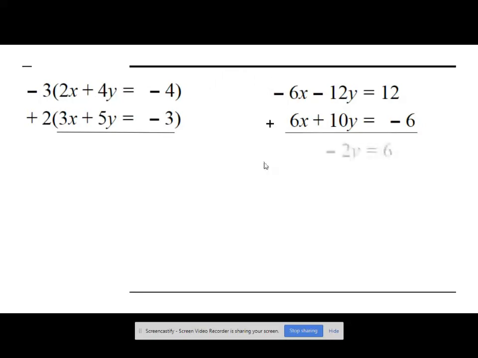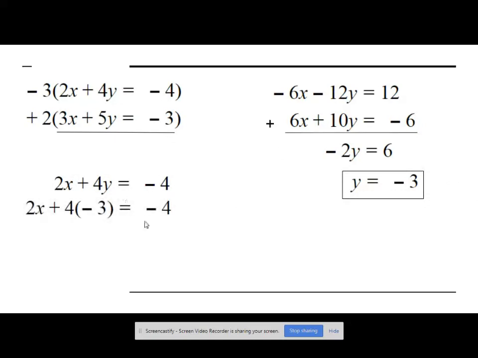But now that I've done that, negative 6 plus 6 is 0. Negative 12 plus 10 is negative 2. 12 plus negative 6 is 6. Now I can divide and I can solve for y. So y is negative 3. I can now take any of those 4 equations, the original 2 equations, the 2 I've manipulated, doesn't matter which one. I can take any of those 4 equations and substitute negative 3 in for y. So I think I'm going to take the first equation again, just because we'll stick with it. And I know that y is negative 3.